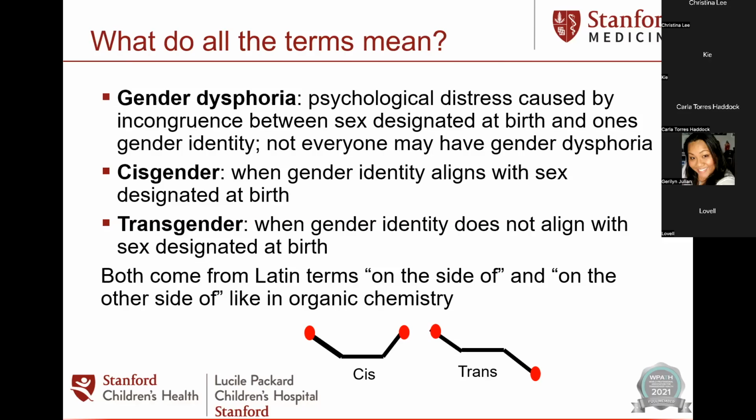The term cisgender is another one that people hear. And what that means is that the gender identity aligns with the sex that got designated at birth.